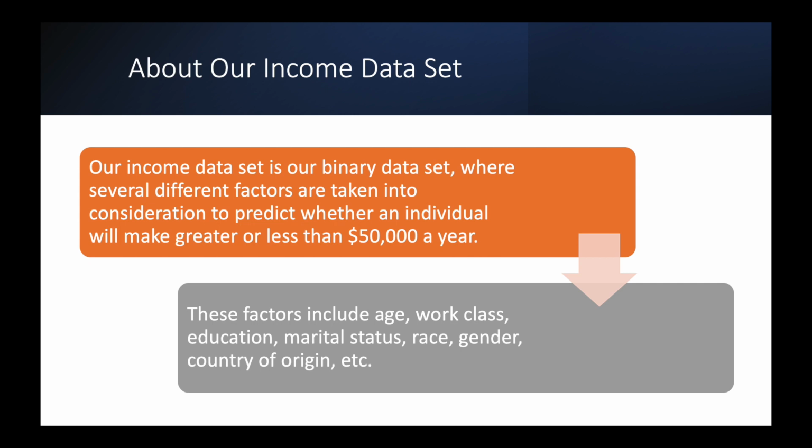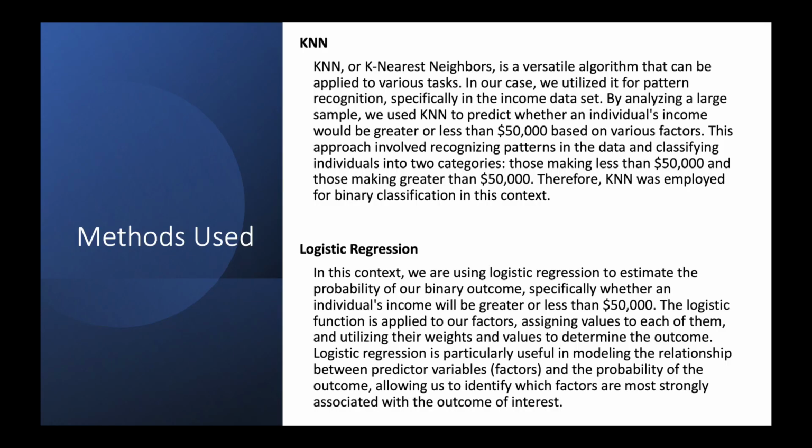Also, our income dataset is our binary dataset, where several different factors are taken into consideration to predict whether an individual will make greater or less than $50,000 a year. And these factors include age, work class, education, marital status, race, gender, country of origin. Moving on to the methods used for the income dataset, we used KNN and logistic regression.